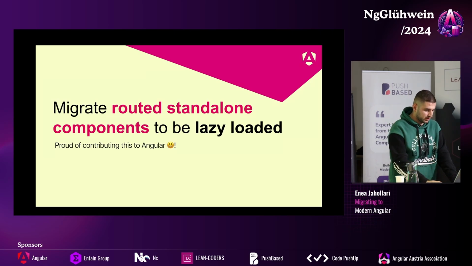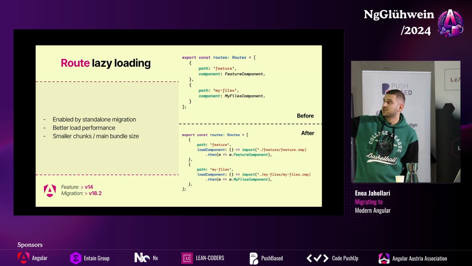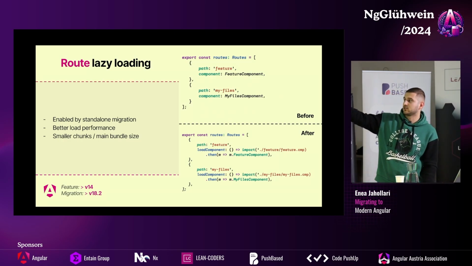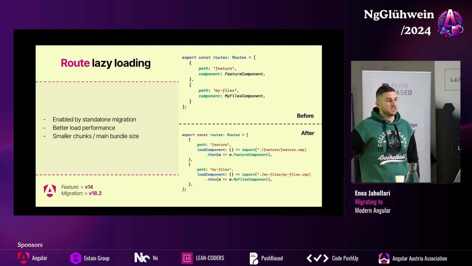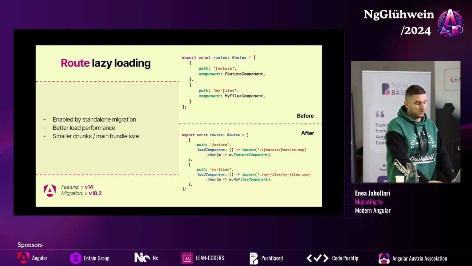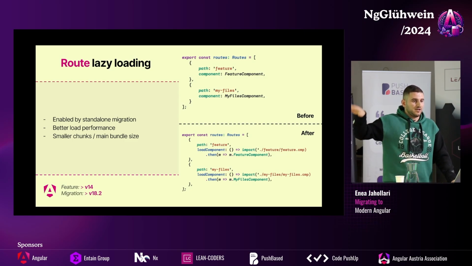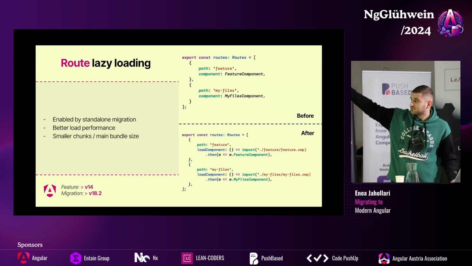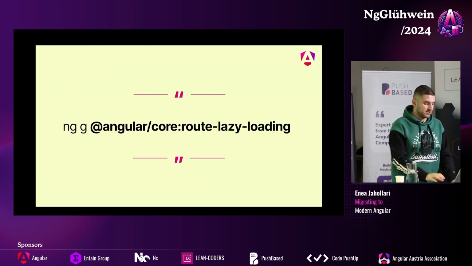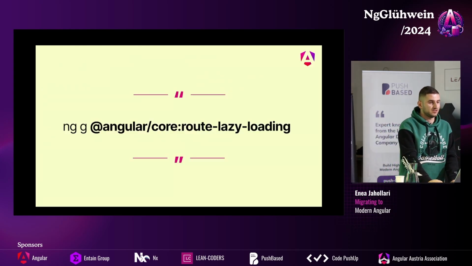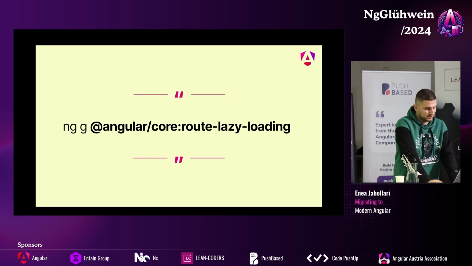I also contributed this one to Angular. And what it does is, if you have a path, a feature, for example, and you have a feature component that now is migrated to standalone, you don't have to go manually and convert that to loadComponent, but you just run a schematic and it does all the migration for you. Basically goes from the first one to the second one automatically. And you just get that by doing Angular core route lazy loading. It may save you, I don't know, 20 minutes, but 20 minutes is good.